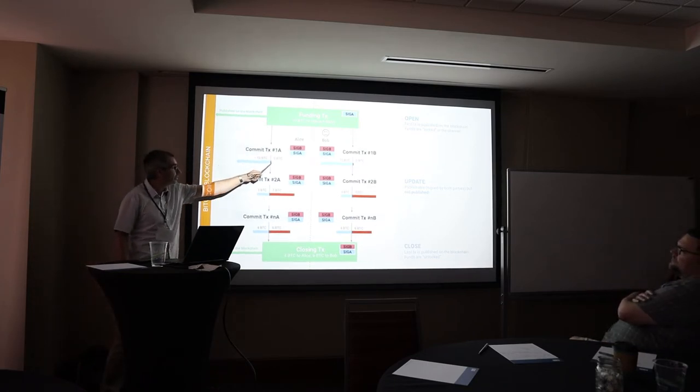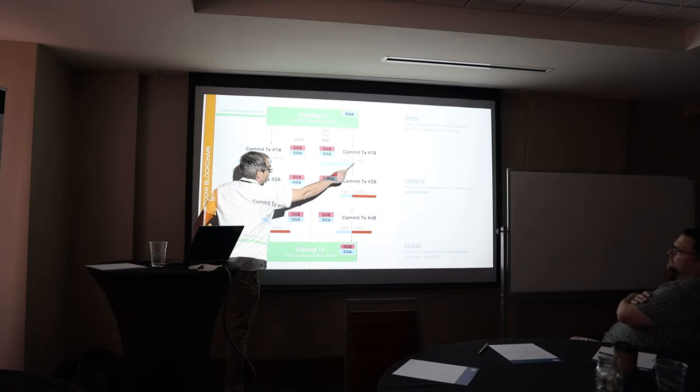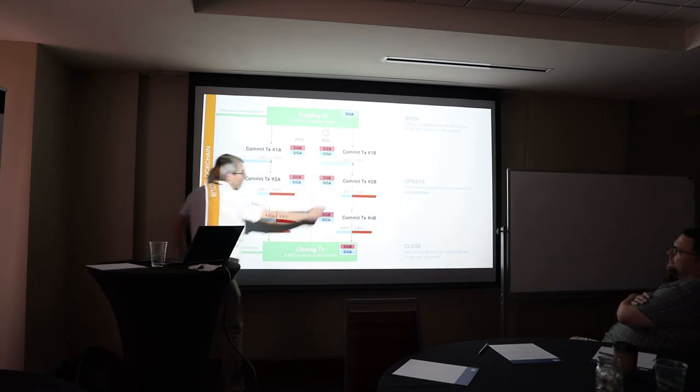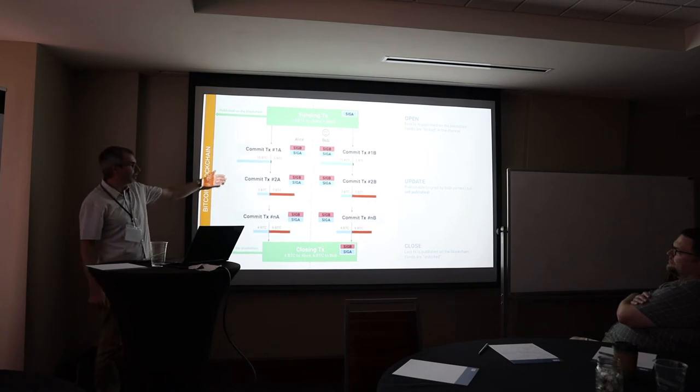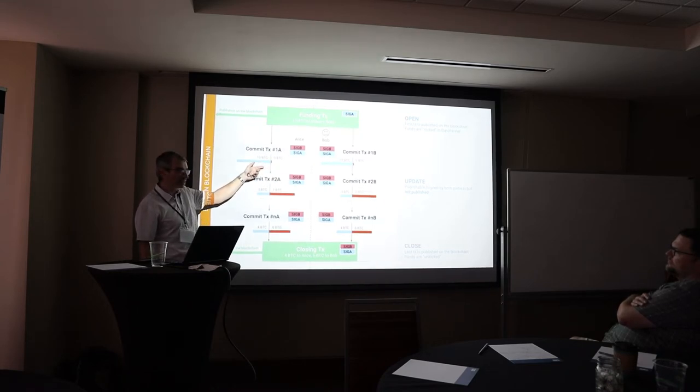On Alice's side, she has 10 bitcoins and Bob has nothing. And on Bob's side, he has 10 bitcoins for Alice and nothing for him. And then, as they make payments, basically they change how funds are split within that channel, which is also one of the limitations of Lightning.